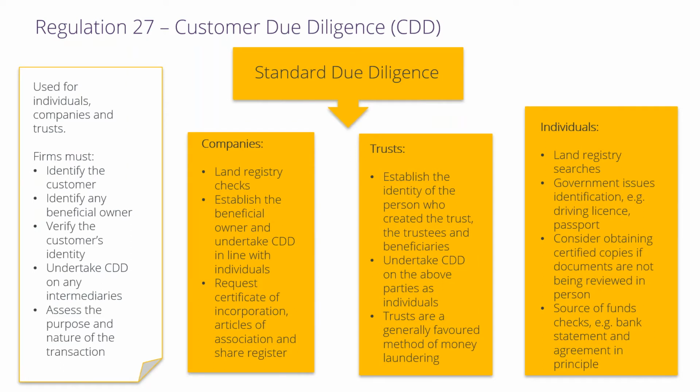Standard due diligence. This is the one that would be used for most of your customers and is most appropriate for individuals, companies, and trusts. This is used to identify the owner and beneficial owner, verify the identity of the customer, the nature and purpose of the transaction, and checks and establishes source of funds. Standard customer due diligence must be undertaken on intermediaries. Standard due diligence could include document checks such as driving licence and passport, land registry checks, source of funds checks, checking companies' house records. Next slide, please.